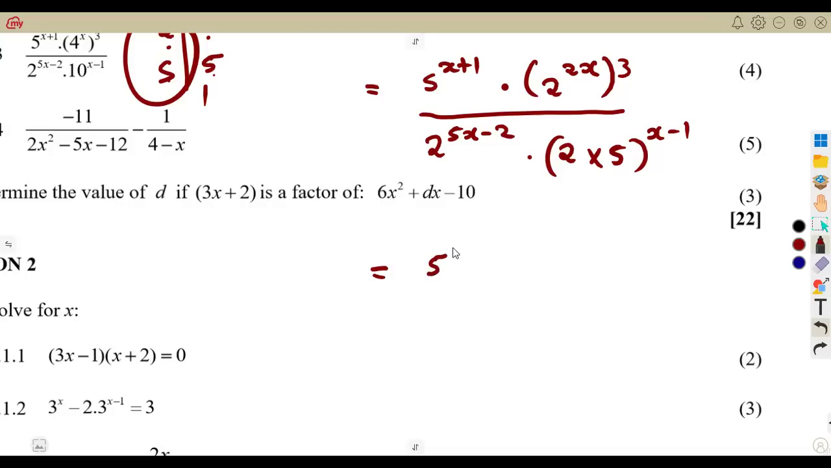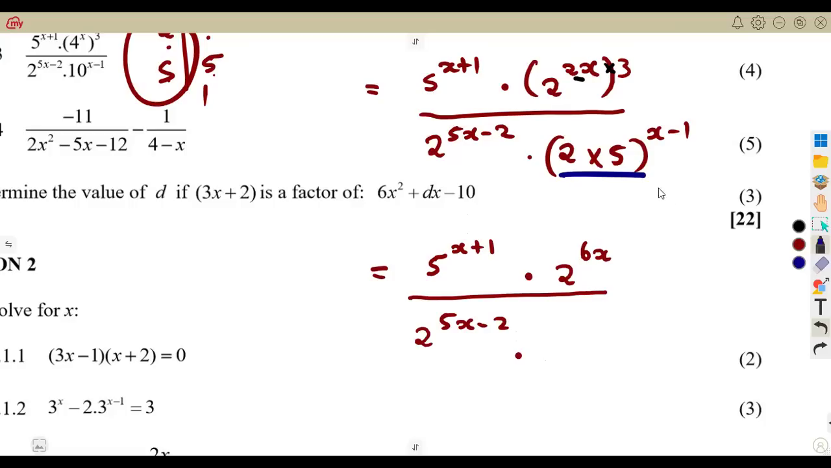This is 5 to the exponent of x plus 1 times, remember guys, exponent and exponent, you multiply. So 2x times 3 is going to give us 6x. So that's 2 to the exponent of 6x, 2 times 3, everything over what? The 5 remains as it is, 2 to the exponent, this 2 remains as it is, 5x minus 2.